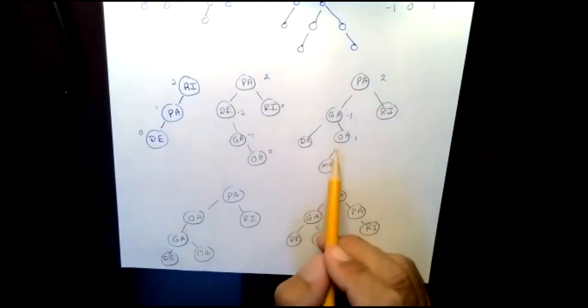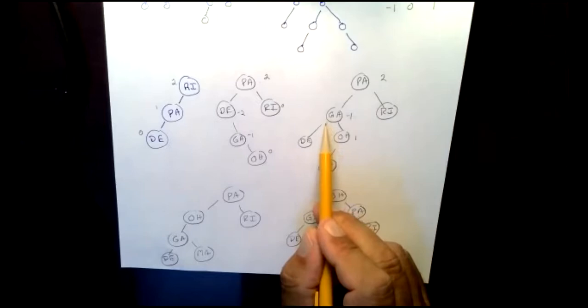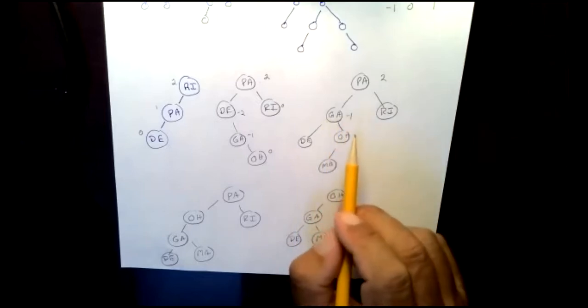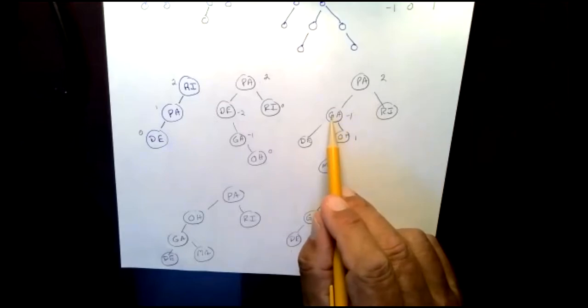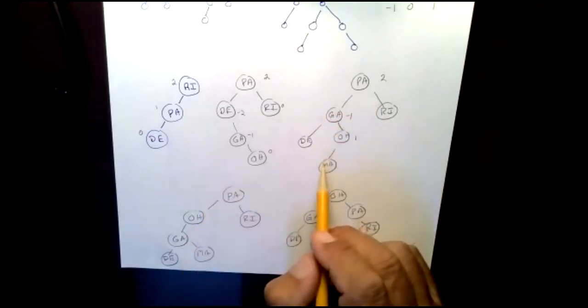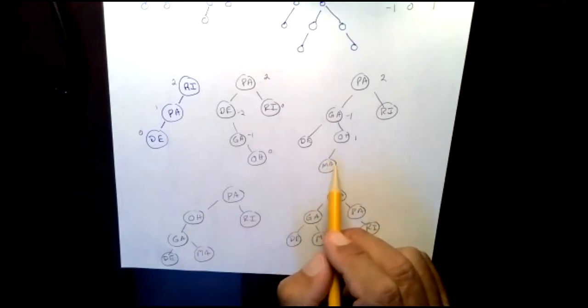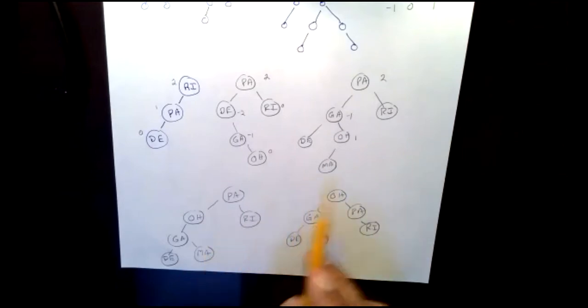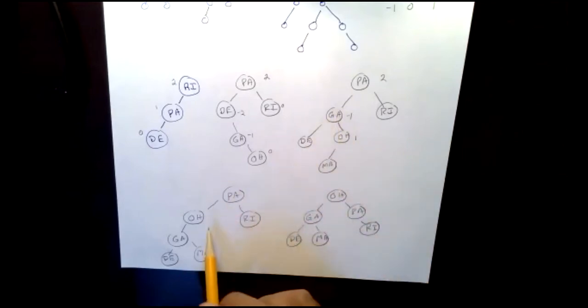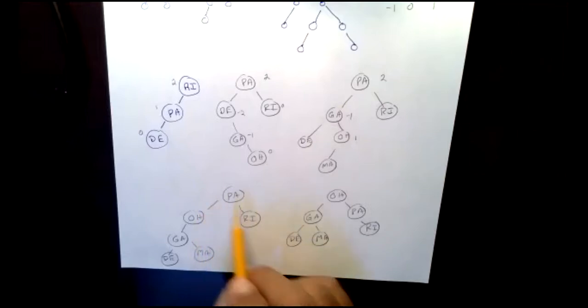So again, I did a left subtree rotation, and then what happened? Ohio's left tree became Georgia, and what was Ohio's left subtree became Georgia's right. So I did the left rotation moving Ohio around. Now I do a right rotation moving Ohio up. And I'm back to a balanced tree.